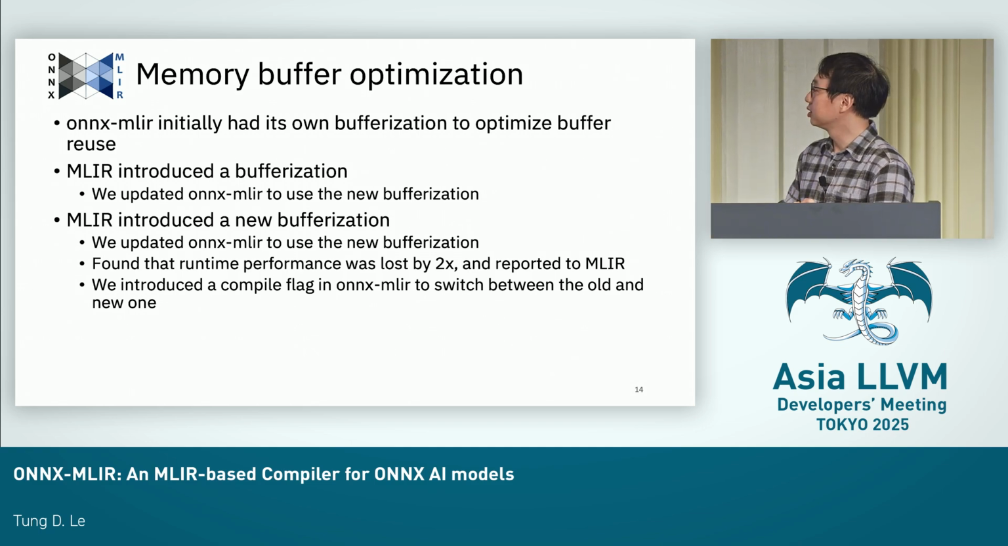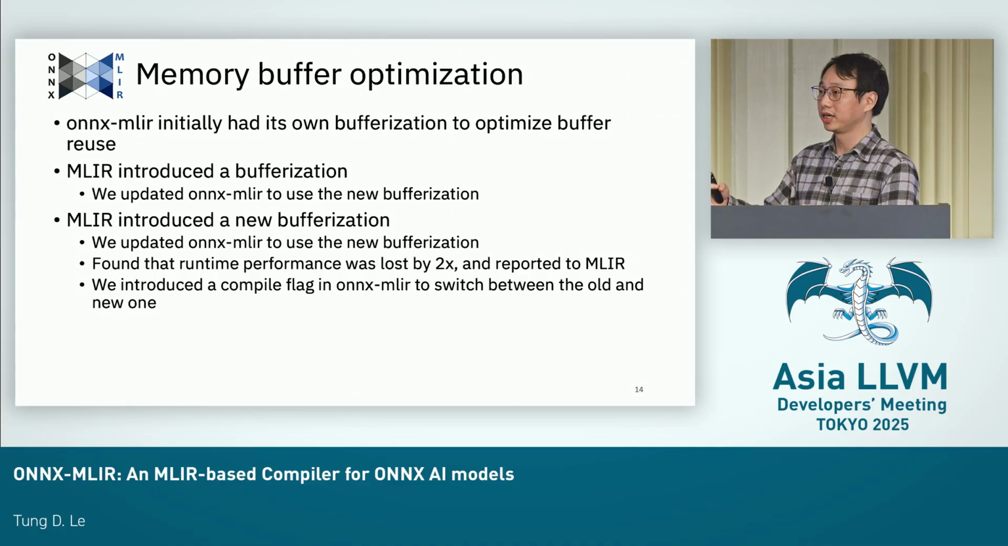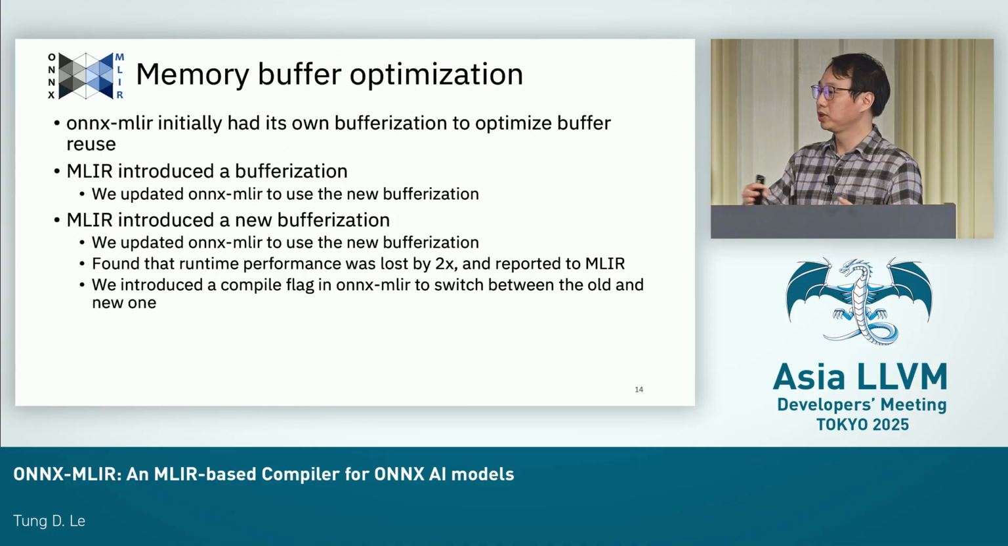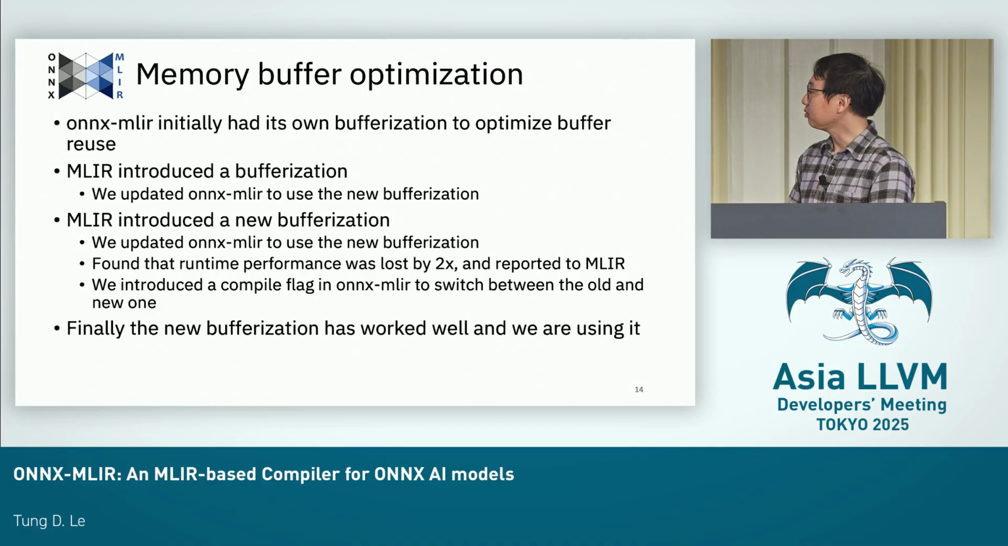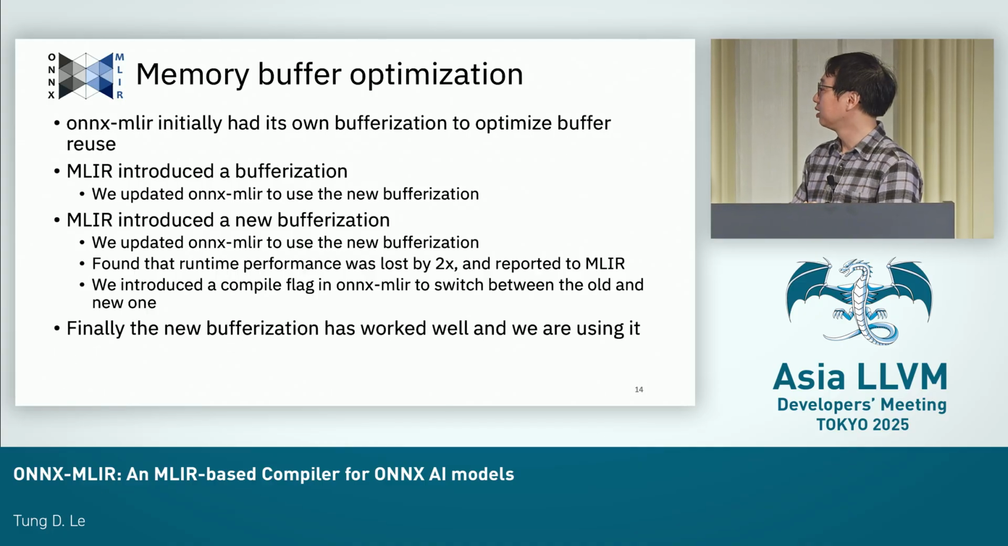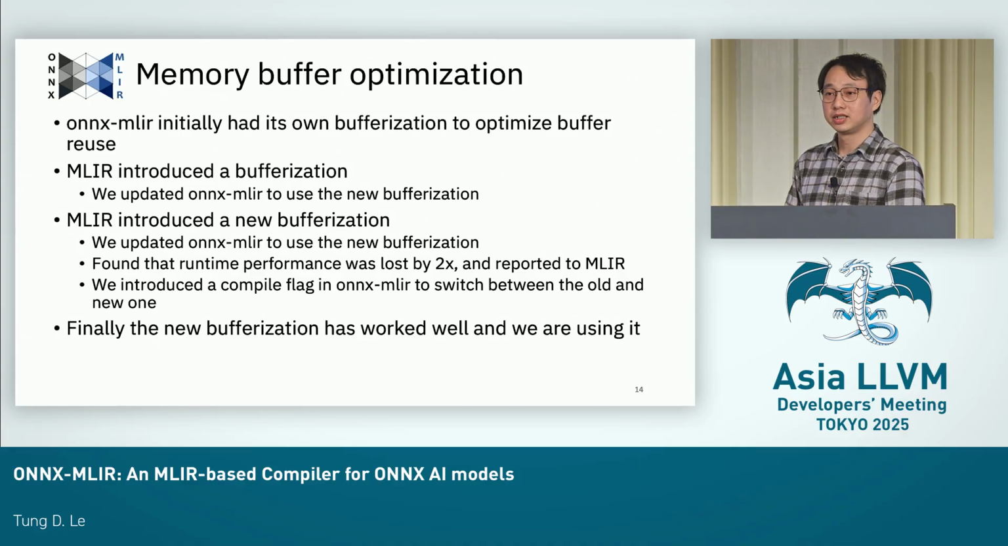And then we reported it to MLIR. At the same time, we introduced a compile flag to switch between the old one and the new one. So we still used the old one and waited to see when the new one was mature enough. And finally, the new bufferization worked well, and now we have totally switched to the new mechanism.